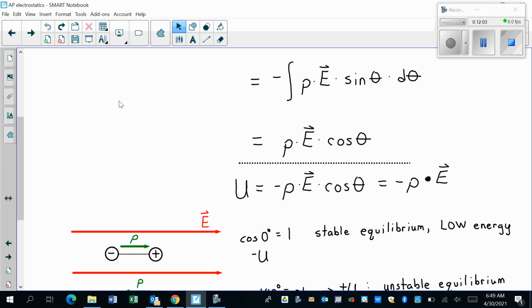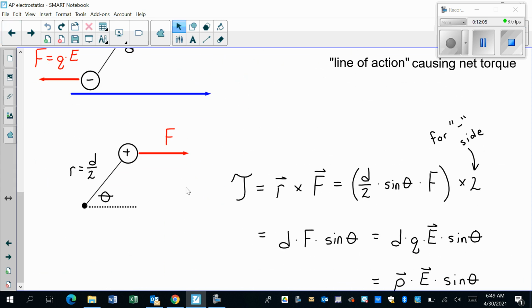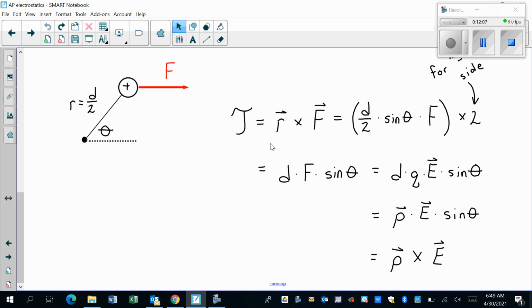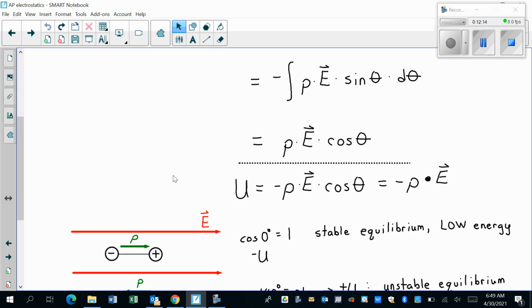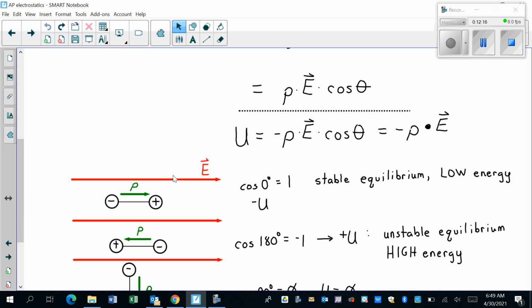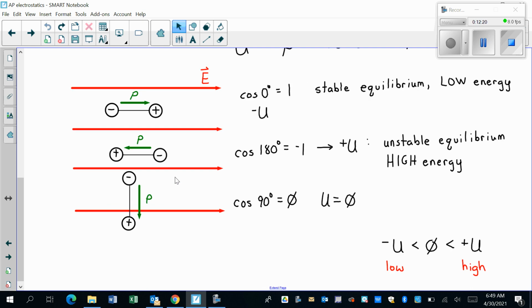So dot product gives you energy, cross product gives you the torque. So it's still P times E for both of them. One is a cross product and one is a dot product. Memorize it, or just think about what a dot product and cross product mean in terms of torque and energy. And again, there's not going to be much on an AP exam. It might be one question.